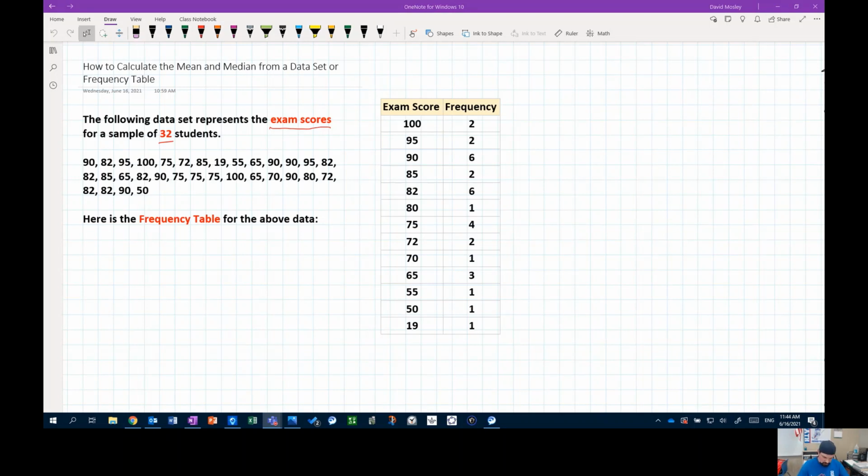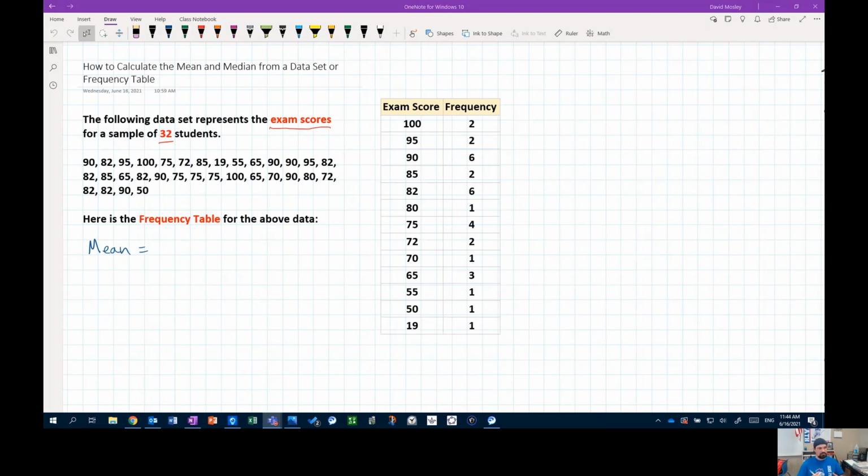We're going to calculate the mean first, and we have two strategies. Mean is a fancy word for average. We can simply add up all 32 values and then divide by 32. That's the most traditional way that we've done this, or you may have seen it in the past. We're not going to use the frequency table first. So here we go, we're going to find our mean.